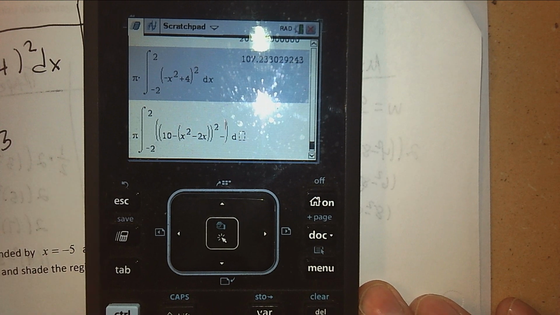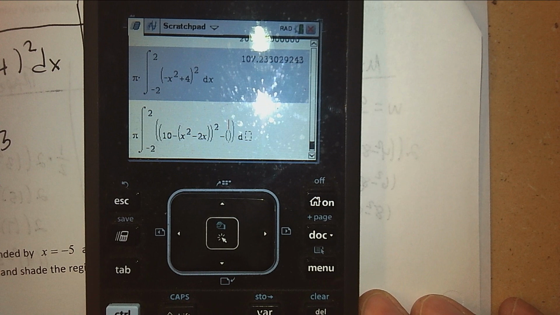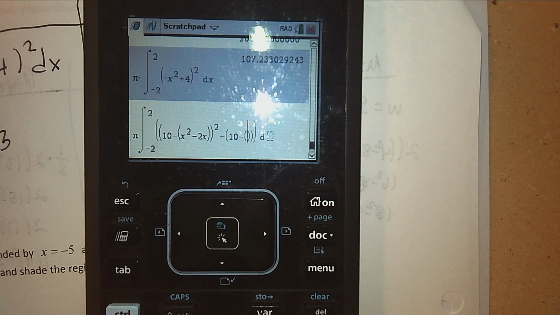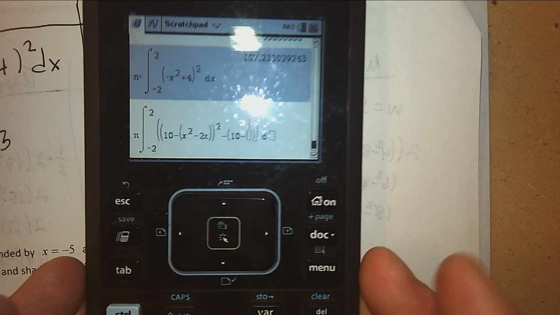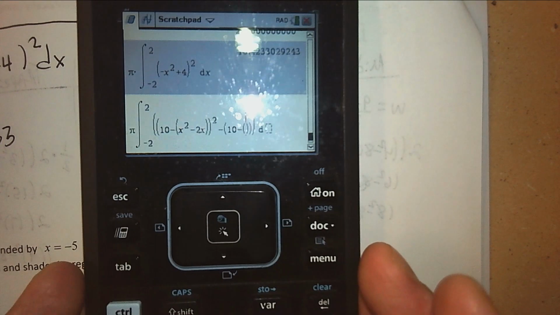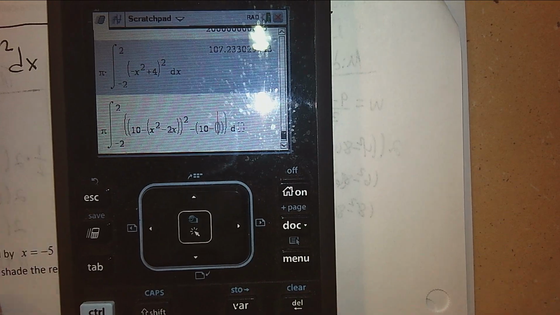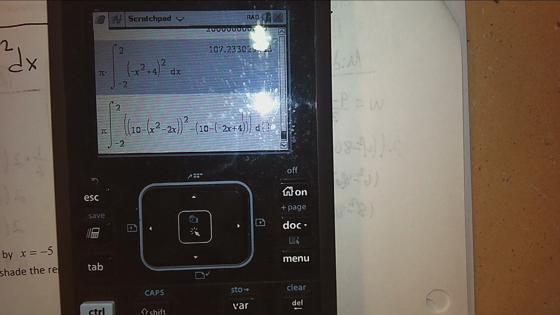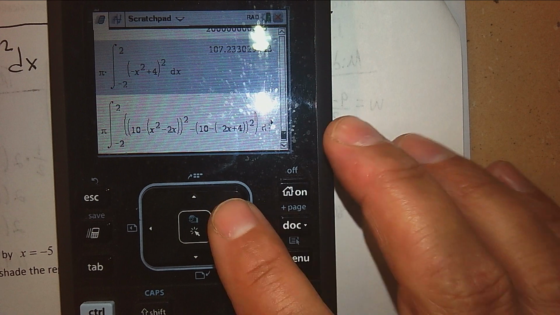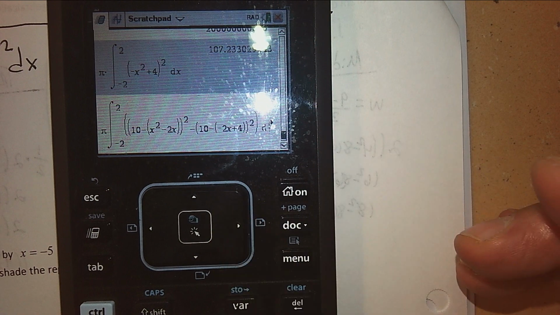Again, I'm going to open up another parentheses. Again, I'm going to go 10 subtract, another parentheses, and now it's going to be the line, which was -2x plus 4. We're going to close it, close it again, and square it. And now it's dx.